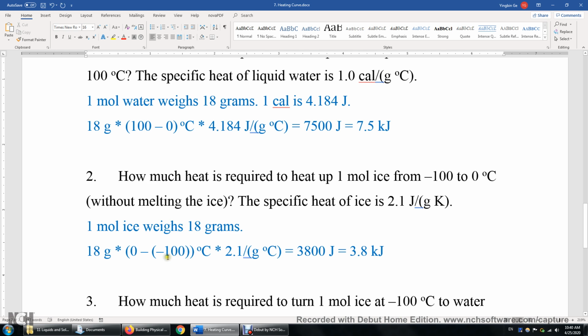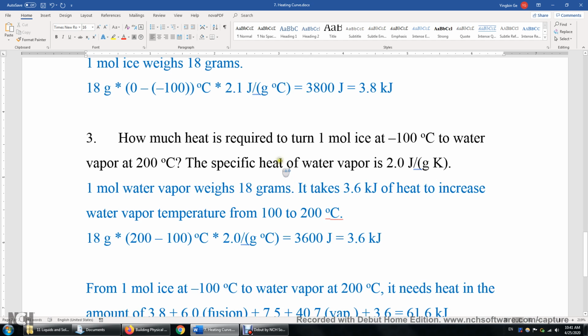The temperature change is the final temperature minus the initial temperature. So from negative 100 to 0, we use 0 minus negative 100. The difference is going to be positive 100 degrees Celsius. And then multiply by the specific heat. So degree Celsius and degree Celsius cancel, gram and gram cancel, and then the answer is 3,800 joule or 3.8 kilojoule for this question.